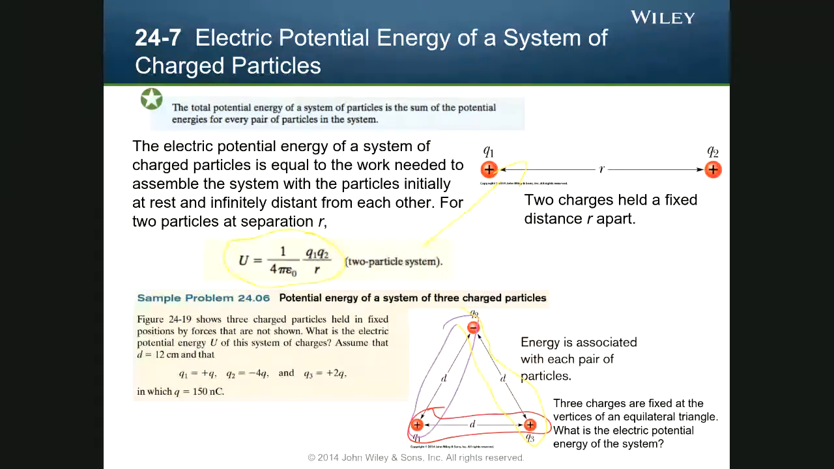So we'll need U total will equal... let's see. So right, they're all the same distance apart. So we have k over d times Q1Q2 plus Q1Q3 plus Q2Q3. Okay? And that's what we will be seeing for that. And that's how you do it. The trick is you have to do the whole system. Okay?